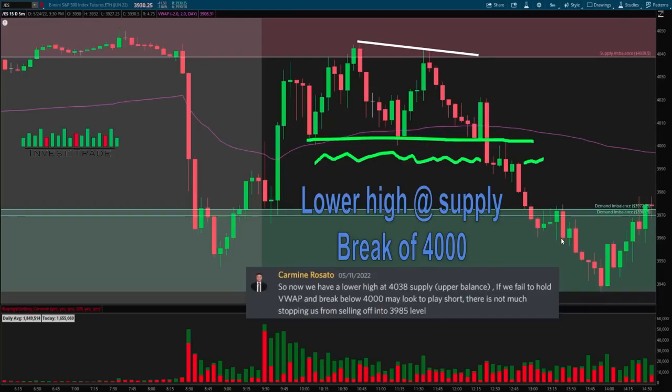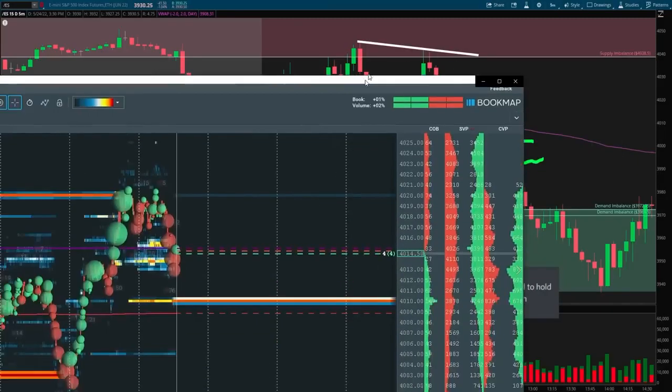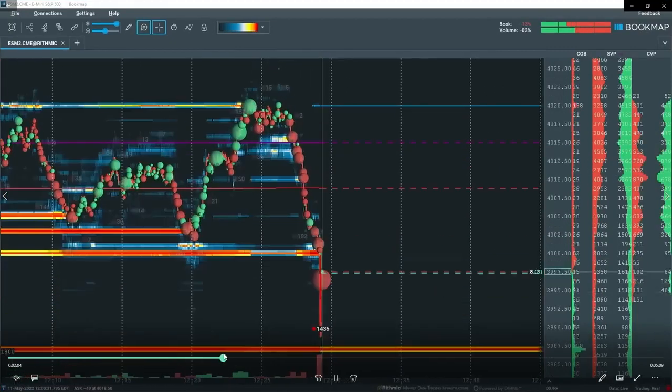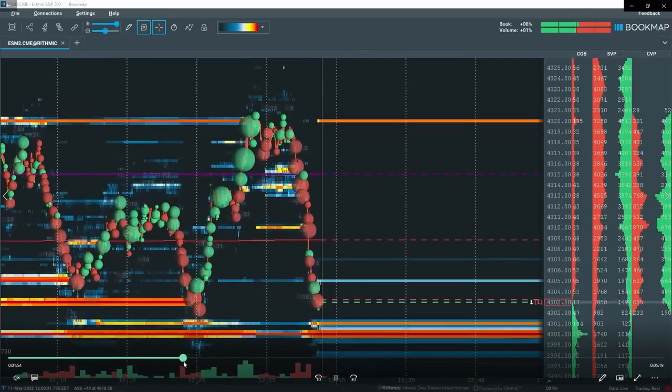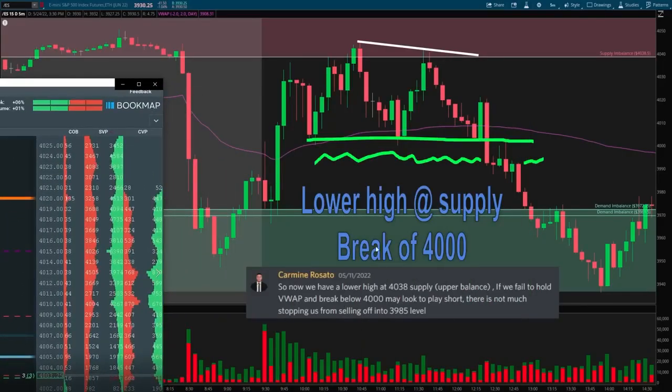And we saw aggressive prints to the downside below 4,000. I want to show you what this looks like right here. So we hit, I don't think I have the supply rejection, but I do have the 4,000 break. So again, we have a lower high at supply. If we fail to hold VWAP and break below 4,000, I may look to play short. There's not much stopping us from selling off into 3,985. So a lower high was put in. We were watching for a break below 4,000. If we can confirm it by the tape, targeting 3,985.